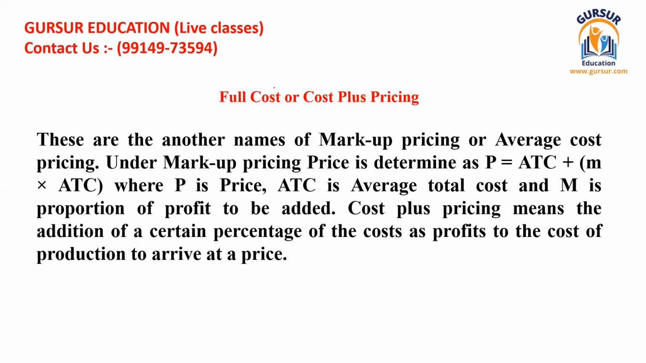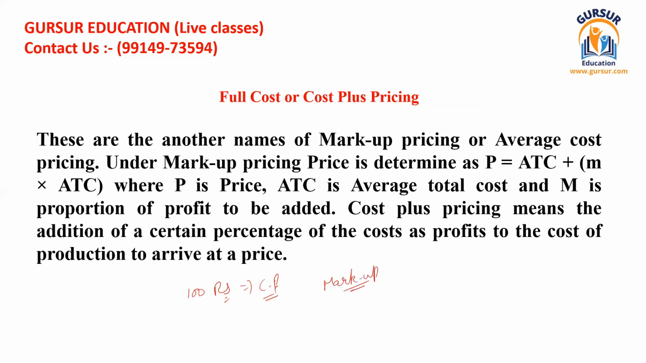The first one is full cost or cost plus pricing. How is this decided? When you know that for producing a specific product you have to bear the cost of 100 rupee, this is known as your CP or cost price.